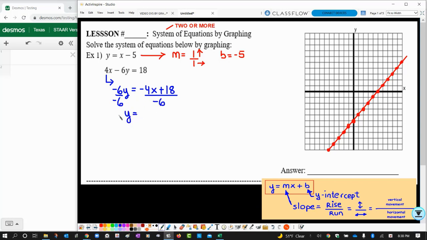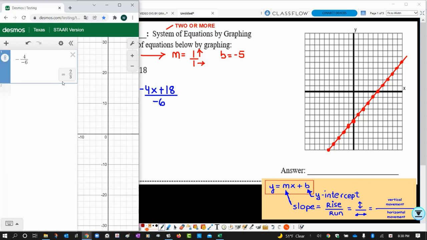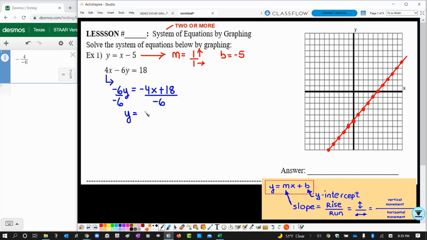And when we divide -4 by -6, it gives us a decimal, so we click right there, and it gives us 2/3. So right here on our equation, we're going to write 2 over 3x, and 18 divided by -6 is -3. So right there, we got the y alone. And now we can identify our slope. Our slope is 2 over 3, and our b is -3.